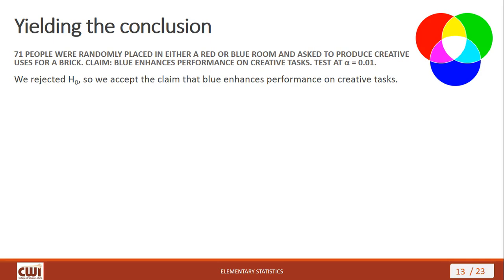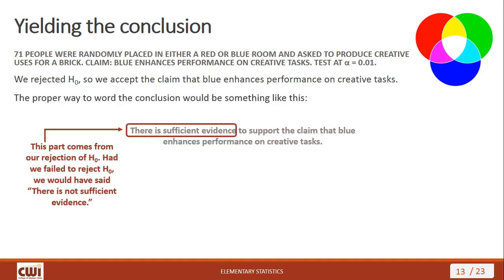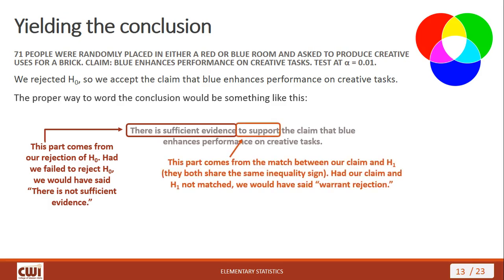Now, because we rejected H0, we're going to accept the claim that blue enhances performance on creative tasks. But the way we word our conclusion is more like this. There is sufficient evidence to support the claim that blue enhances performance on creative tasks. Remember that this first part, there is sufficient evidence, comes from the fact that we rejected H0. Had we failed to reject H0, we would have instead said there is not sufficient evidence. The next part, to support, comes from the fact that we have a match between our alternative hypothesis and our claim. If there was a mismatch between the two, then we would have said warrant rejection instead of support.